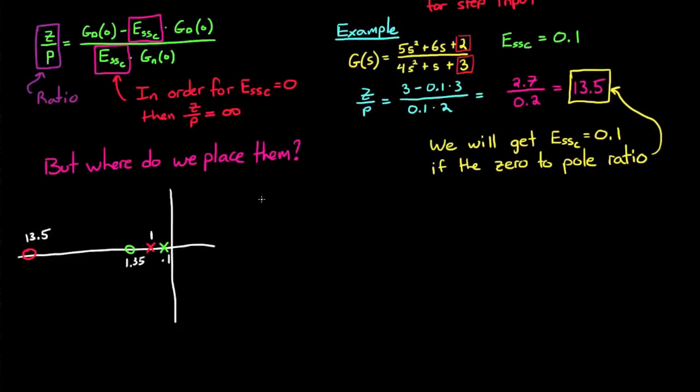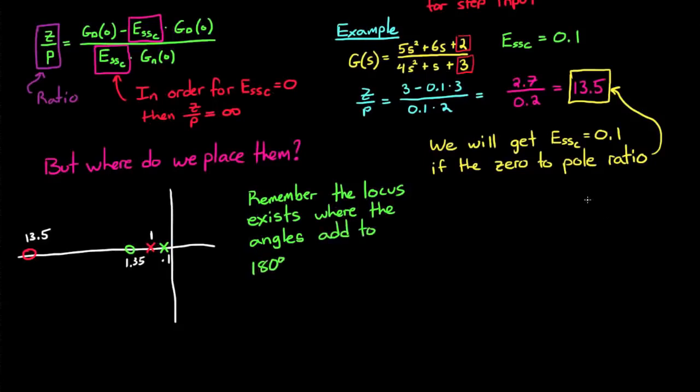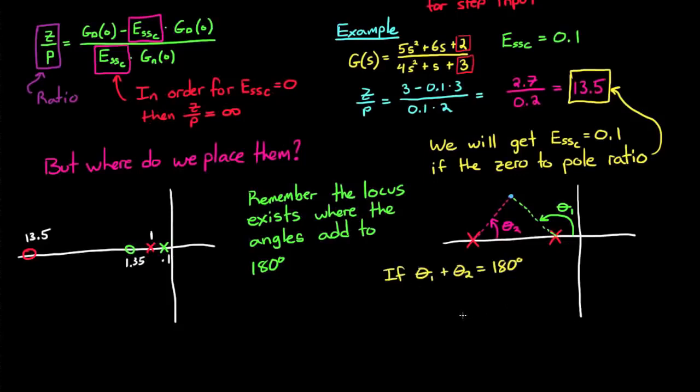To help us decide, we first need to remember that a point in the S-plane exists on the root locus if the sum of the angles from the real axis to the line that extends from the pole or zero to that point equals 180 degrees. You add the angle if it's a pole you're measuring from, and you subtract it if it's a zero. So in this case, we know that this blue dot exists on the root locus if these two angles, theta 1 and theta 2, add to 180 degrees.